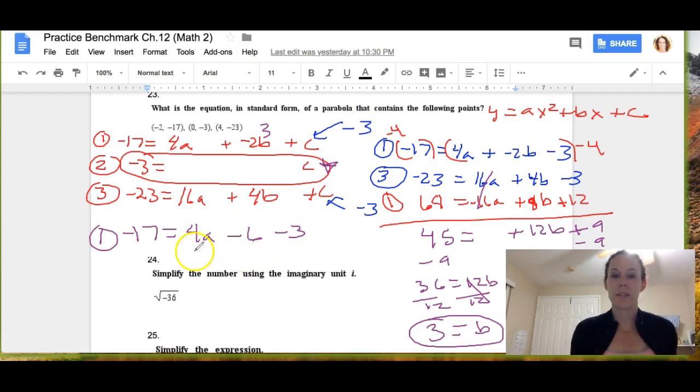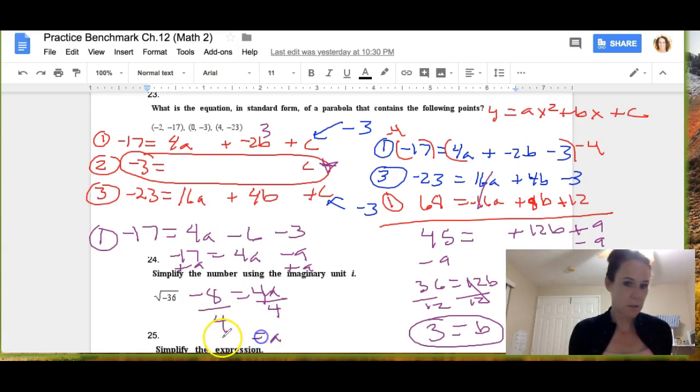-6 minus 3 is -9, so I'm going to go -17 equals 4a minus 9. Add 9 to both sides. Let's do -8 equals 4a, and then divide by 4. That was a 4. And I'm going to get a is -2. And I have my b, my a, and my c.